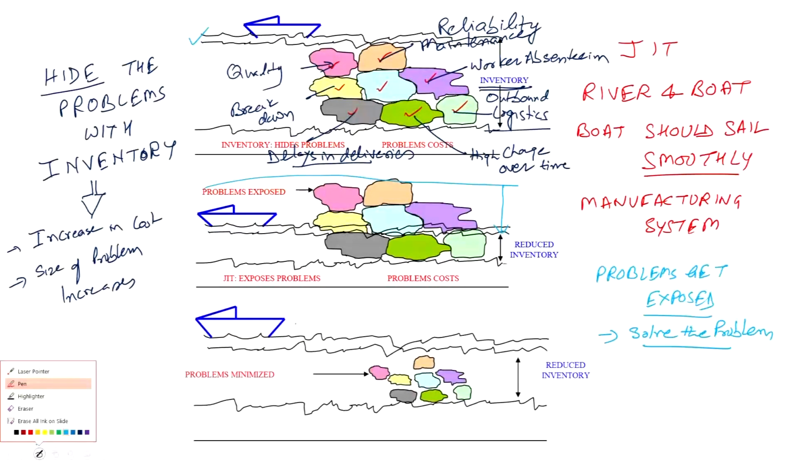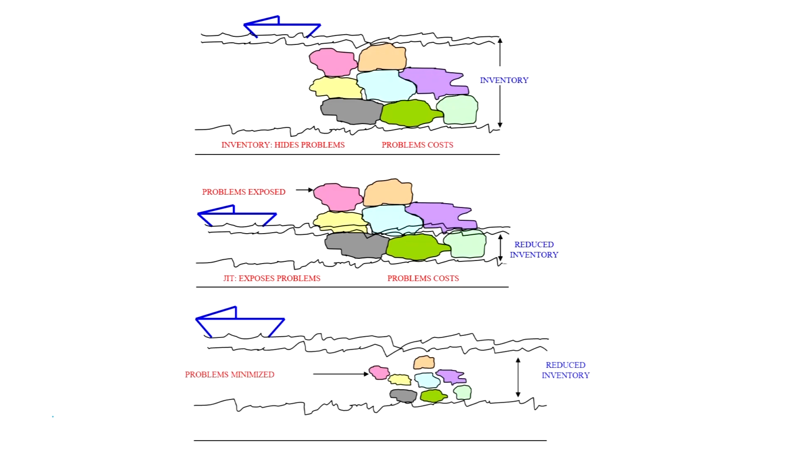So, friends, the basic idea of JIT is to expose the problem rather than hiding the problem. The inventory philosophy, the inventory management system, hides the problem. I can give you an example. Suppose there is uncertainty in supply.